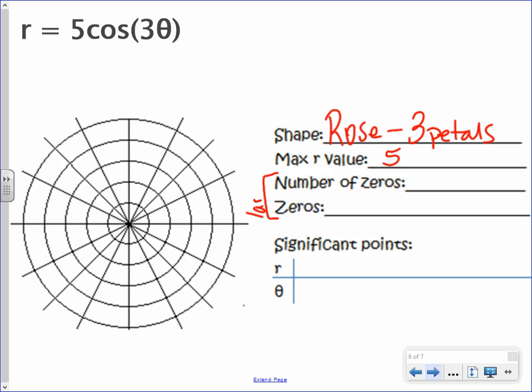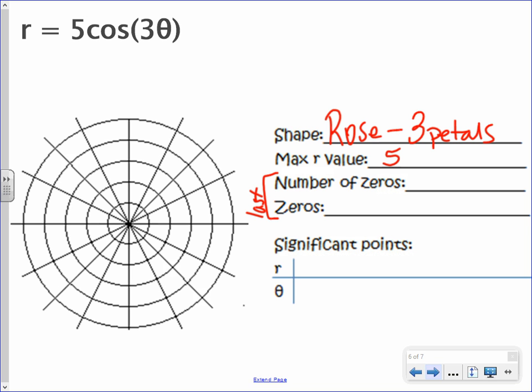Our zeros, we're always going to save for last. Okay? We're going to actually draw our curve and then we're going to worry about it. So we just do like 3 rows worth. Oh, I want rose 3 petals. Okay, rose 3 petals.